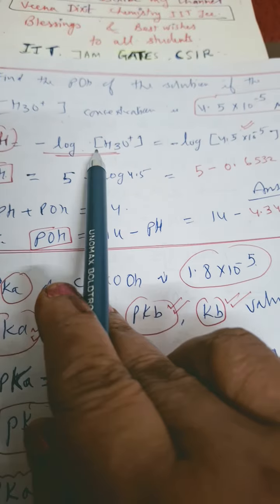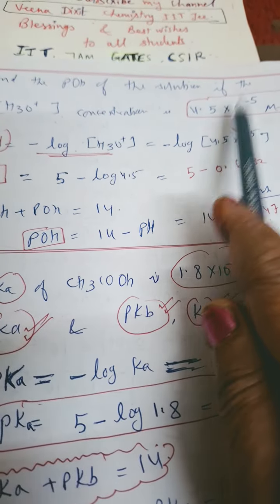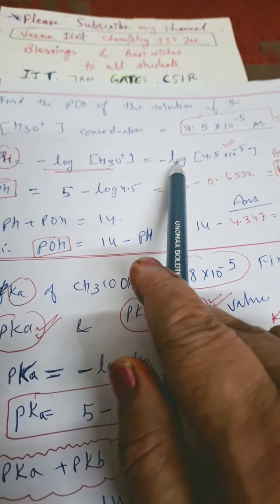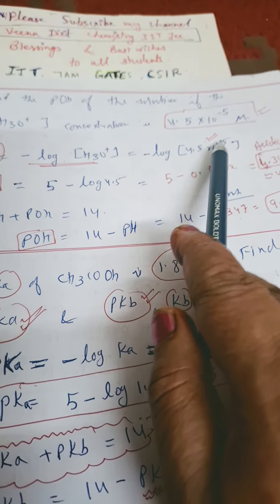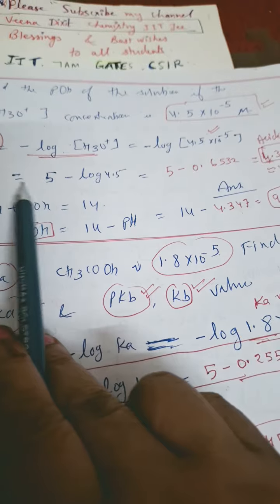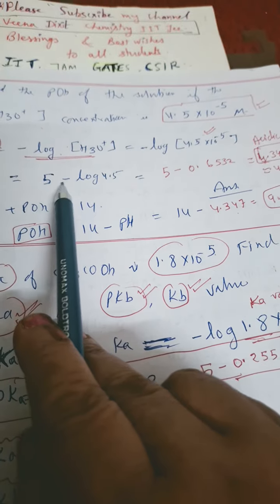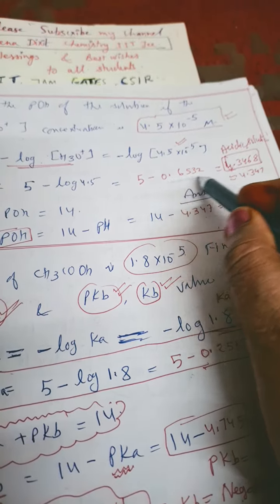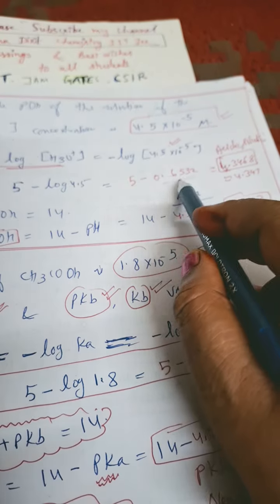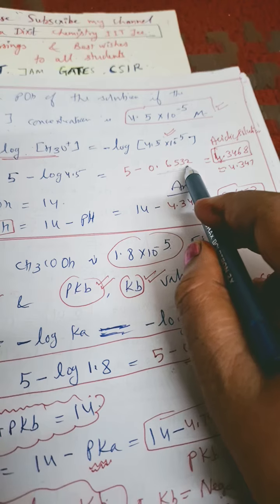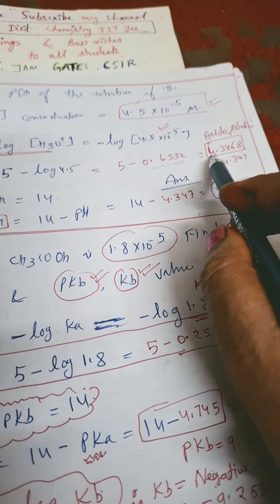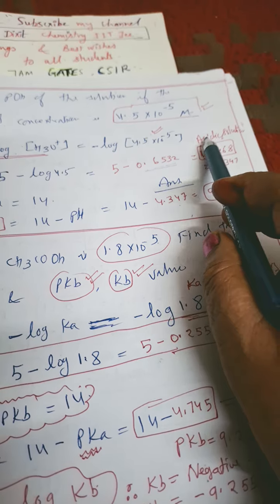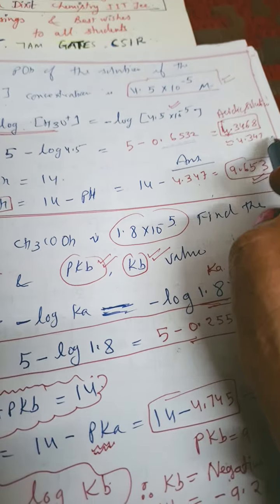pH is equal to minus log of the hydronium ion concentration. We will put this value over here. So pH will be equal to minus log of 4.5 times 10 raised to the power negative 5. So pH is equal to 5 minus log of 4.5. I saw the table and found the value of log 4.5, that is 0.6532. Subtract it, so this comes to 4.347, rounding off. This is an acidic solution because pH is less than 7.